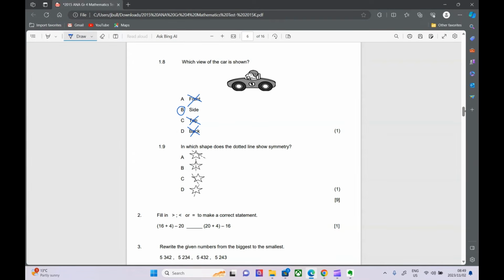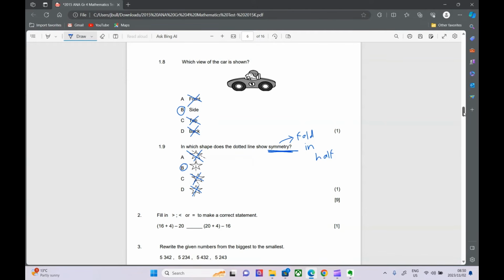In which shape does the dotted line show symmetry? Symmetry means I can fold the star in half, and it folds exactly. It's not some weird fold. So which one is going to fold it in half? This one's not going to work. This one will work. That's not going to work. And that's not going to work. So you just have to imagine a star, and if you folded it, which one would fold really nicely and perfectly?